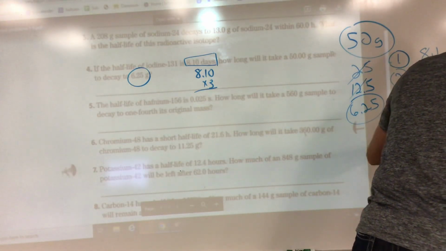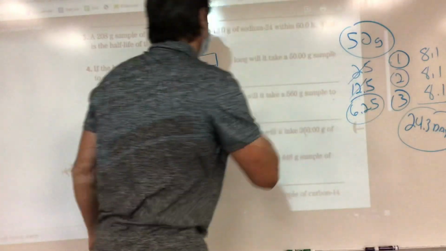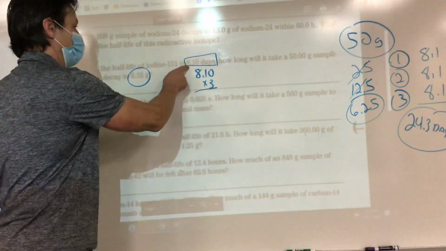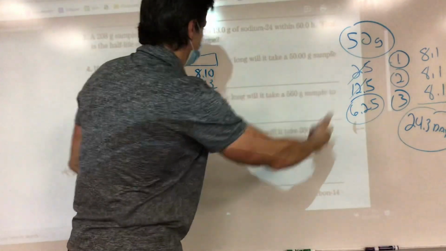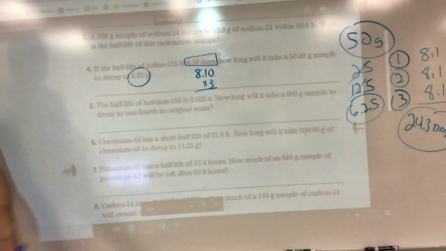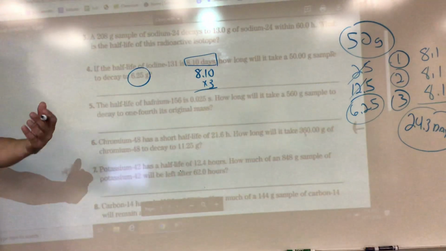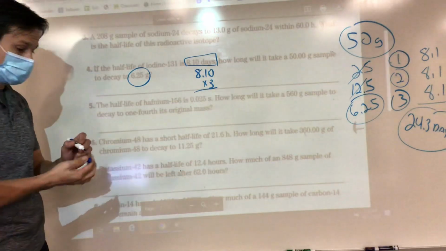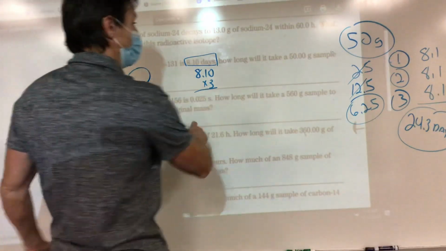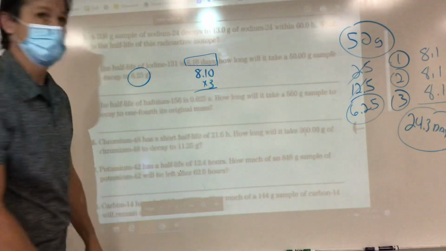So same problem. Instead of giving you the total amount, they gave the half-life. It went through 3 half-lives. What's the total this time? So instead of dividing, I multiplied. That's all it did different. Same problem. They just multiplied and wanted to know the total time instead of the individual.